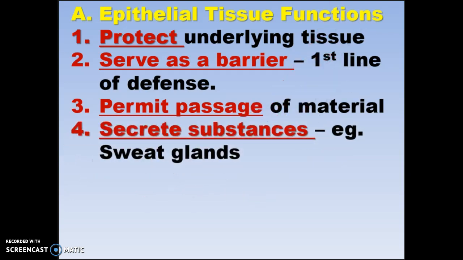So they secrete substances. Secrete means to give off. So sweat glands, for example, those are part of your epithelial tissue. They just kind of dip down there, and then their specialized cells make sweat, produce a lot of liquid, a lot of water and salts to help cool us down.